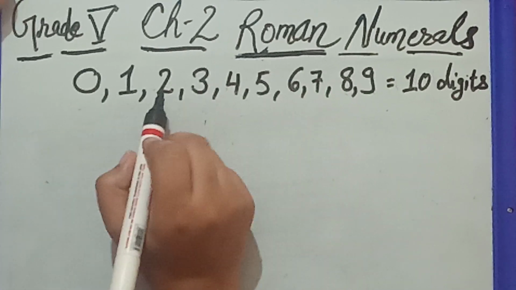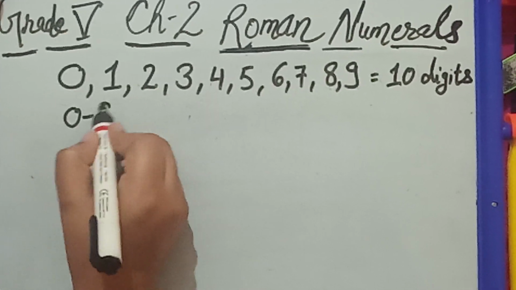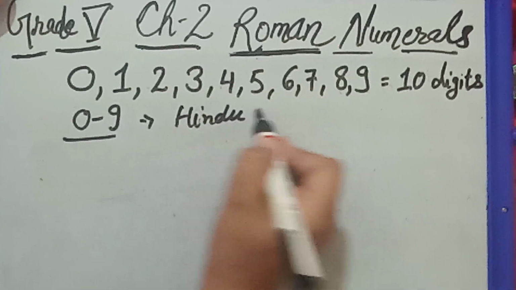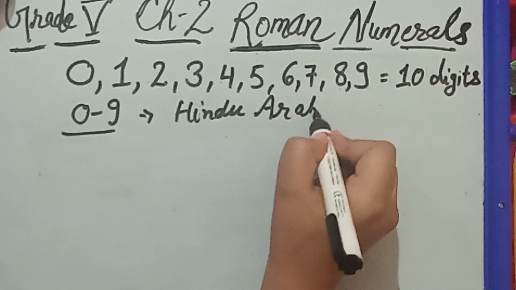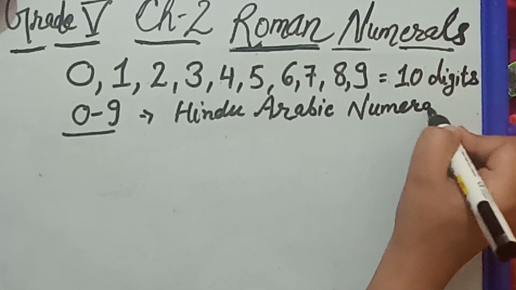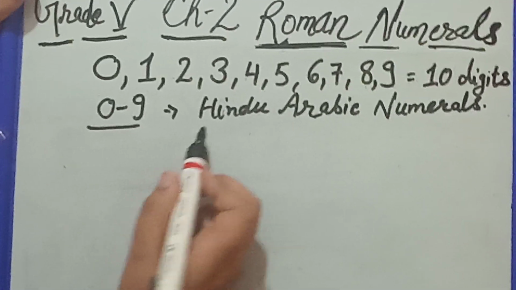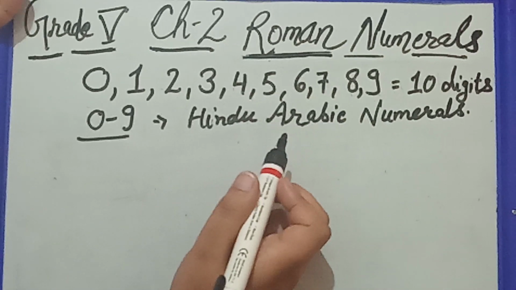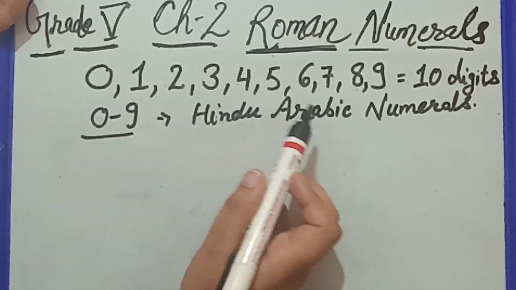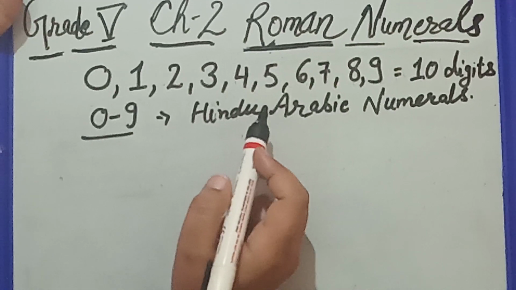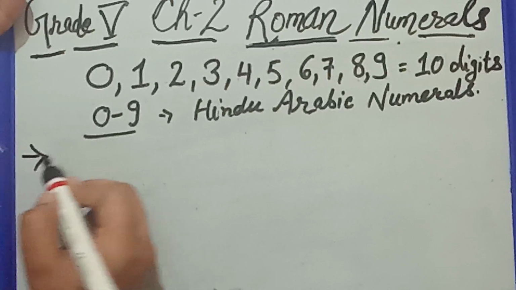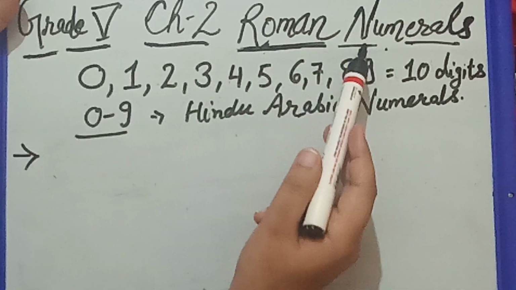And the number formed by using the digits 0 to 9 is called Hindu Arabic numeral. So Hindu Arabic numerals, as we all are using them, are the numbers formed by the digits 0 to 9. But now we are here to study about the Roman numerals. Firstly, I would like to explain what Roman numerals are.